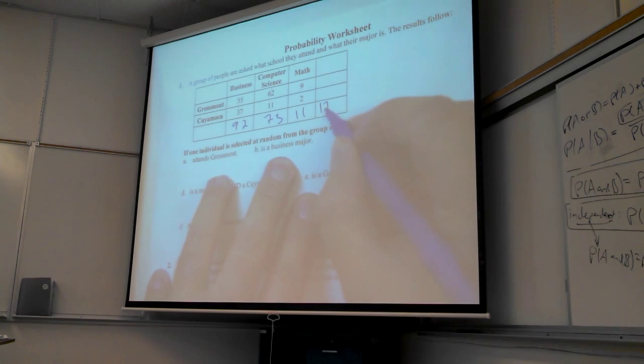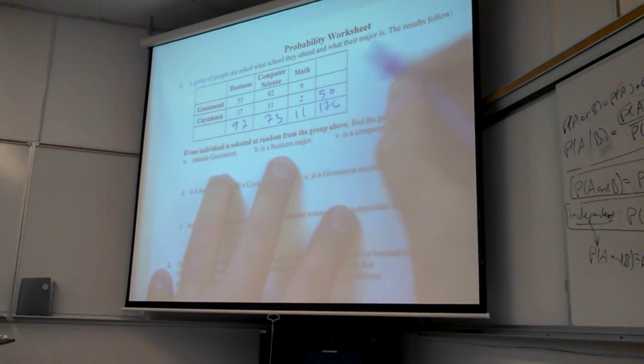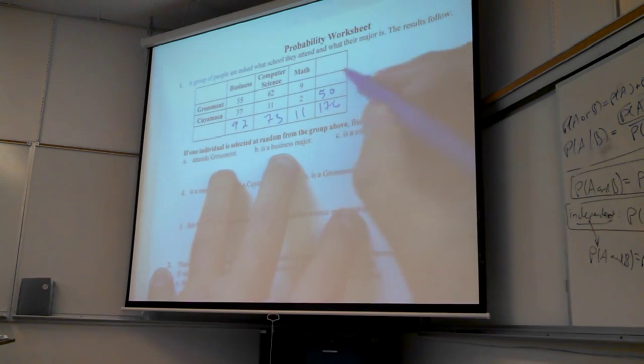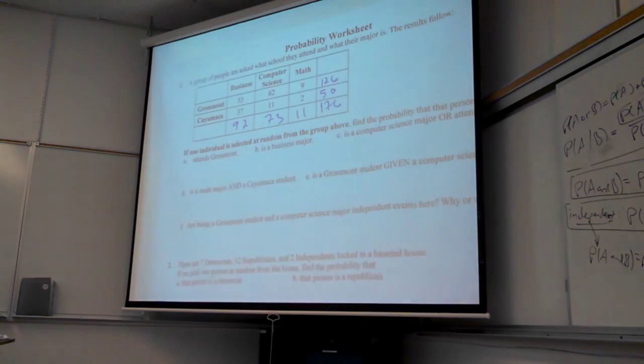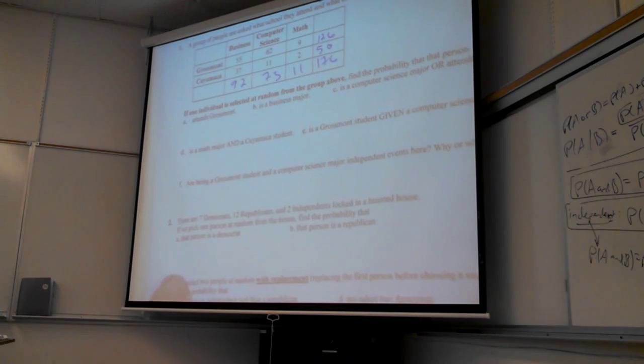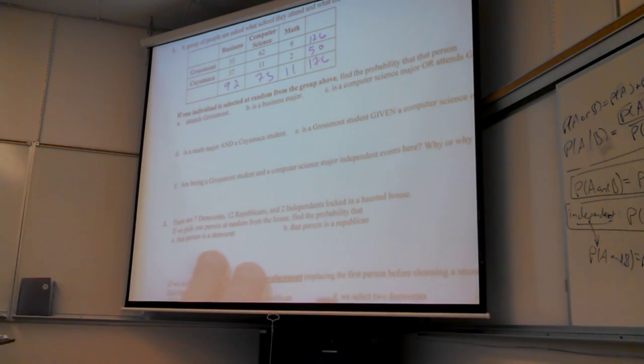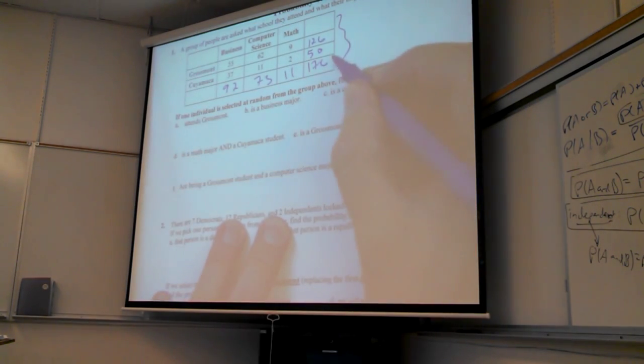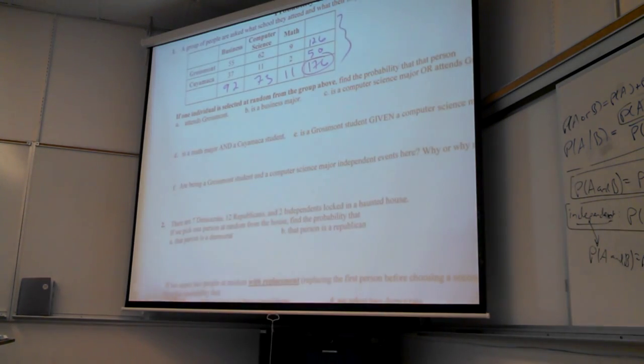A4, 13, 50, and 17, 126. Thank you. All right. Here we go, guys. So, anytime I give you a table, triple check that number because that's going to mess everything up if it's wrong.